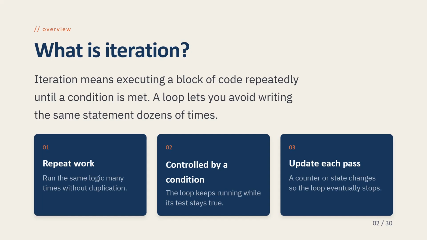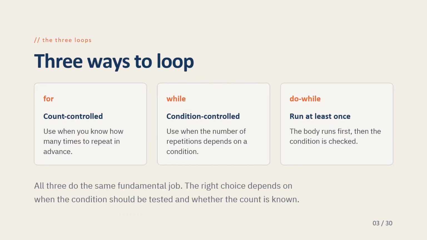Starting with what is iteration. Iteration means repeating a set of instructions until a specified condition becomes false. Loops help reduce code duplication, improve readability, and make programs more efficient. There are three types of loops. C++ supports three types of loops: for, while, and do while. The choice depends on whether the number of iterations is known in advance or when the condition should be checked.